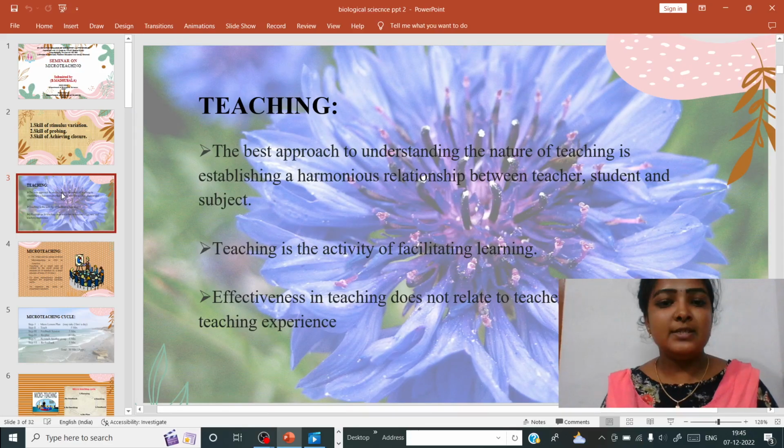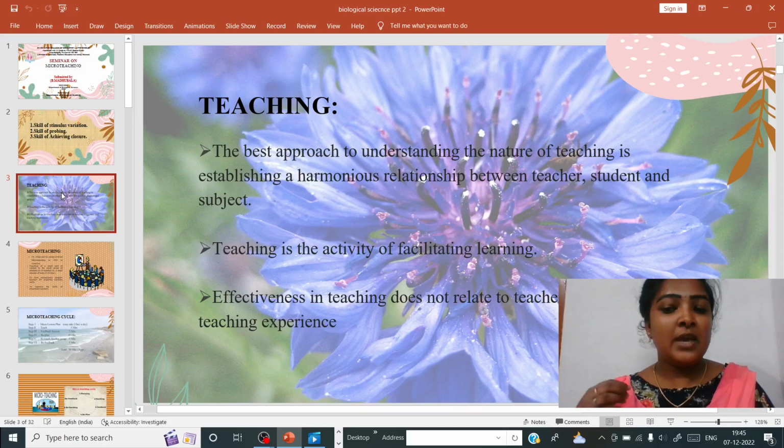Teaching is an approach to understanding the nature of teaching, establishing a relationship between the teacher, the student and the subject. Teaching is the activity of facilitating interesting learning. Effectiveness in teaching does not relate to teachers' ages and teaching experience.